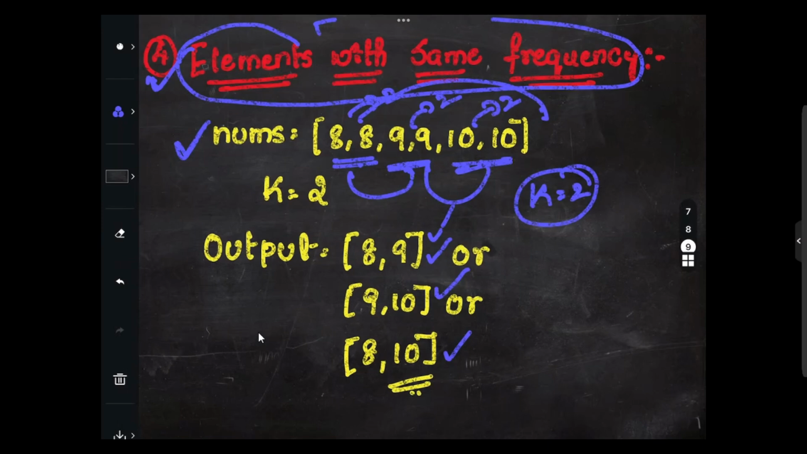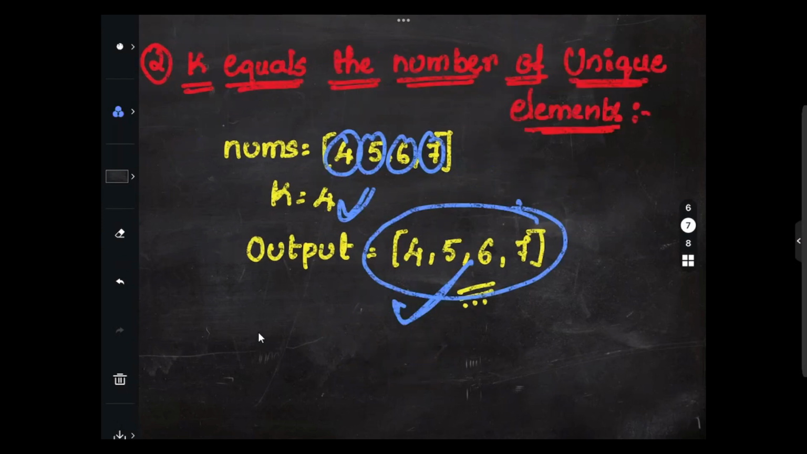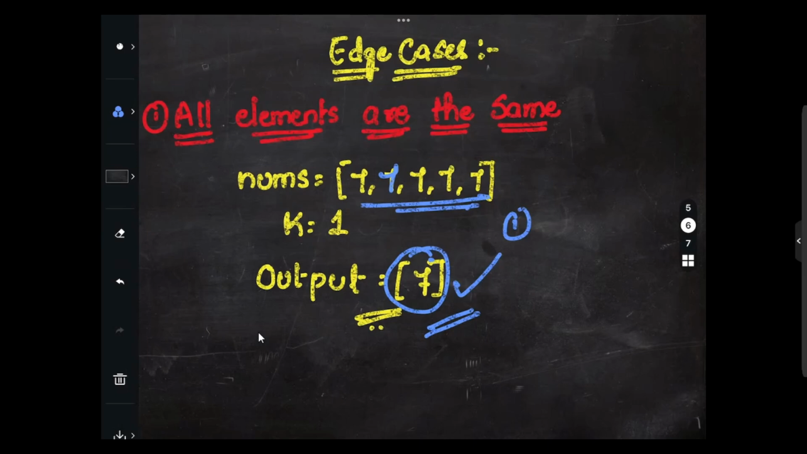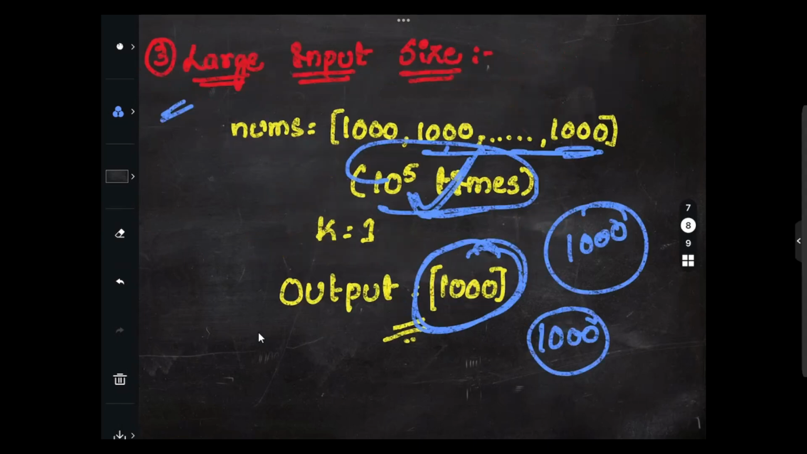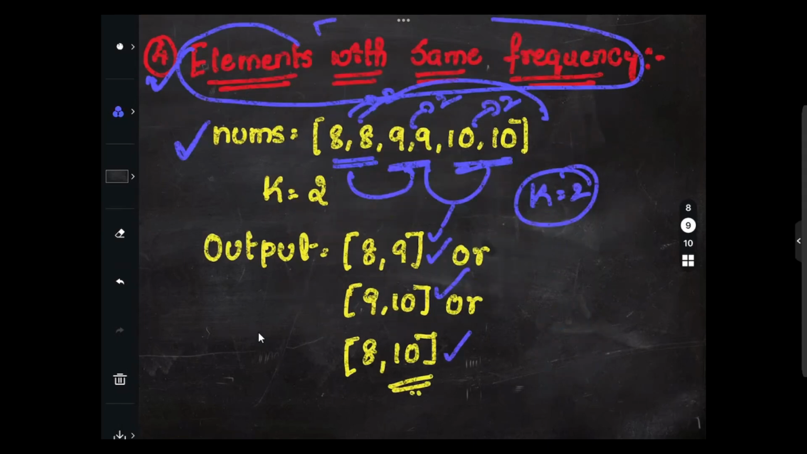These are the 4 edge cases that we need to consider here. The first one was for all the elements being the same. The second one was for k equal to the number of unique elements. The third one was for large input size, and the fourth one was for elements with the same frequency. I hope all the edge cases are clear. Now we are familiar with the approach as well as the edge cases, so it will be easier to write the code. Now let's start writing the code.